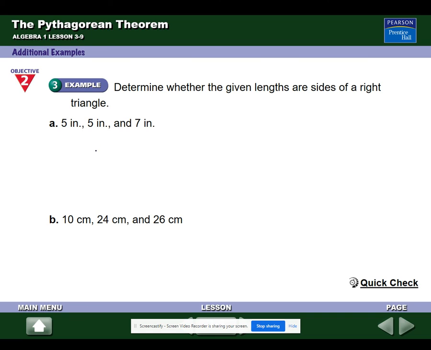So basically what they're saying, though, is test it. 5 squared plus 5 squared equals question mark 7 squared, wondering if these two are equal. Well, 5 squared is 25, so this would be 50 on the left when I add 25 to 25. And 7 squared is 49, so they are not equal. So the answer here would be no, not a right triangle.